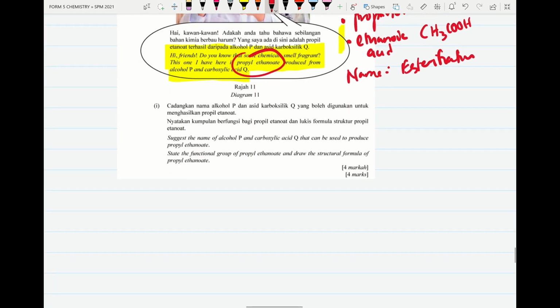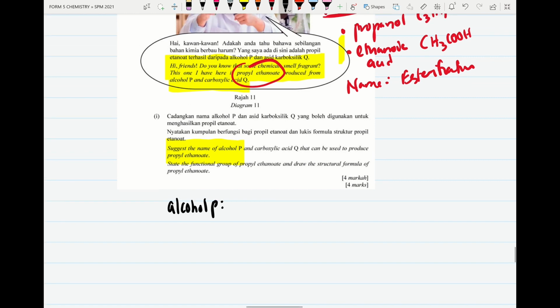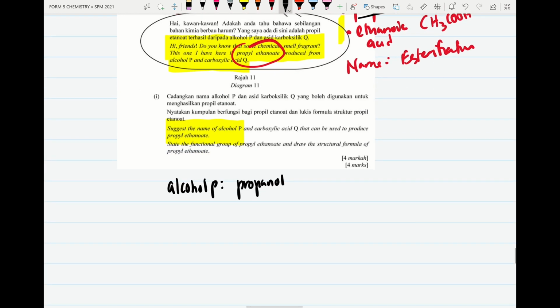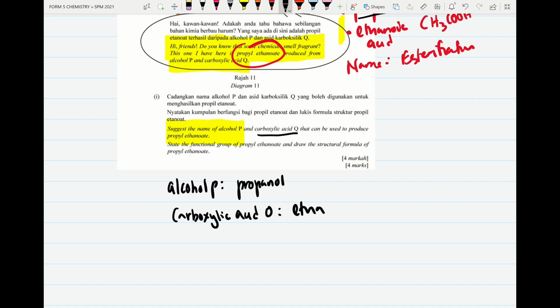So now we move on to the question. The first question: suggest the name of alcohol P. So alcohol P will be propanol, and draw the structural formula of carboxylic acid Q. Sorry, the carboxylic acid Q will be ethanoic acid.